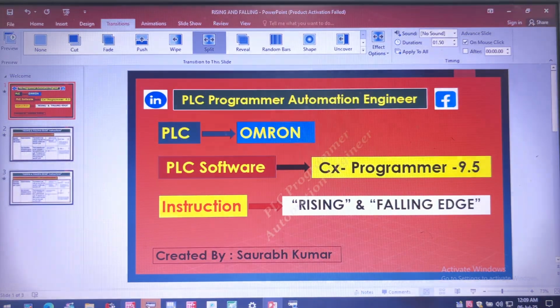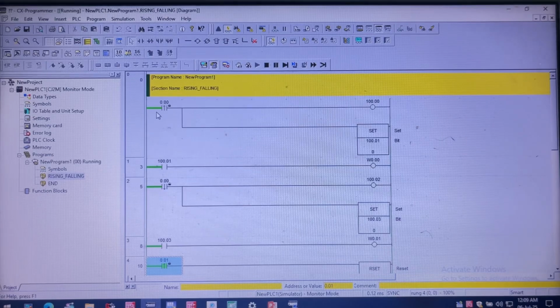Now we are going to the software to practice. This is the input 0.00. This is the upward differentiation, the rising, and the output is 100.00. The memory instruction uses set, and the output is 100.01, when the input goes from off to on.